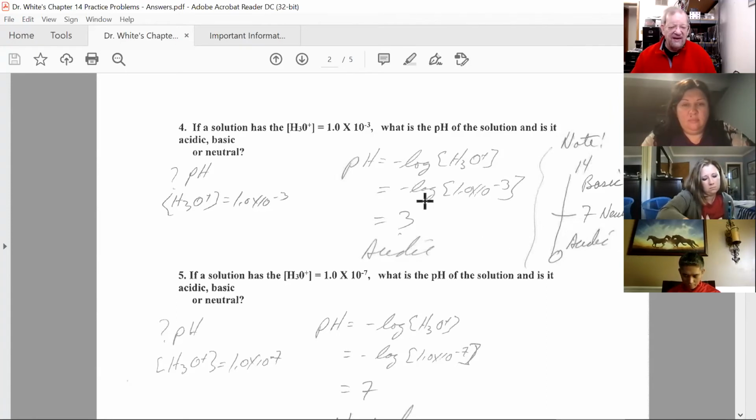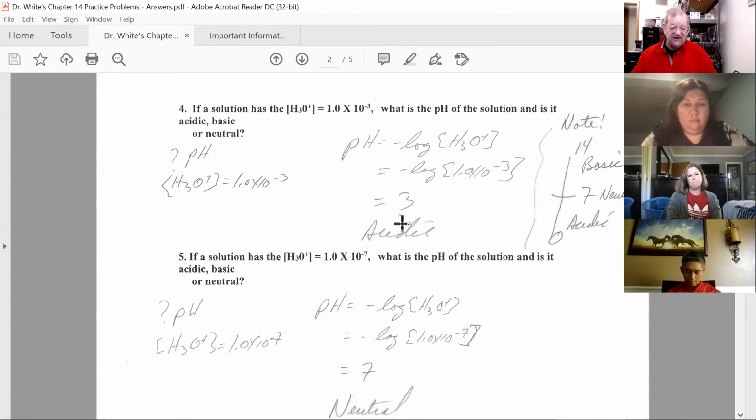When you have something at neutral pH and you add an acid to it, the pH will decrease, become more acidic. And here I'm asked, what's the pH if the hydronium ion concentration is 1.0 times 10 to the minus 3? pH is minus log hydronium ion concentration, which is 1.0 times 10 to the minus 3. When it's minus log of 1.0 times 10 to the minus x, then the pH is x, in this case 3. It's acidic.